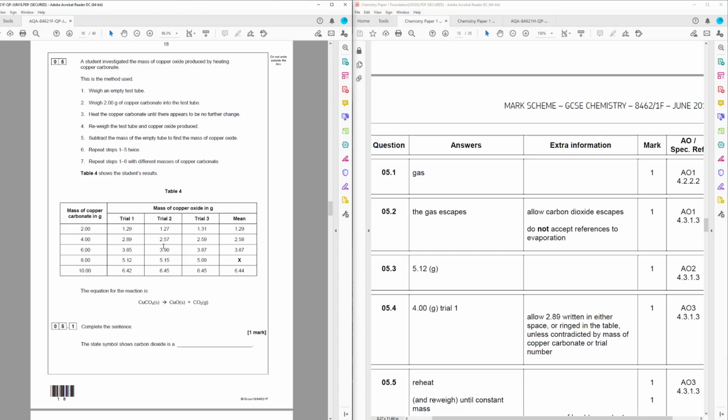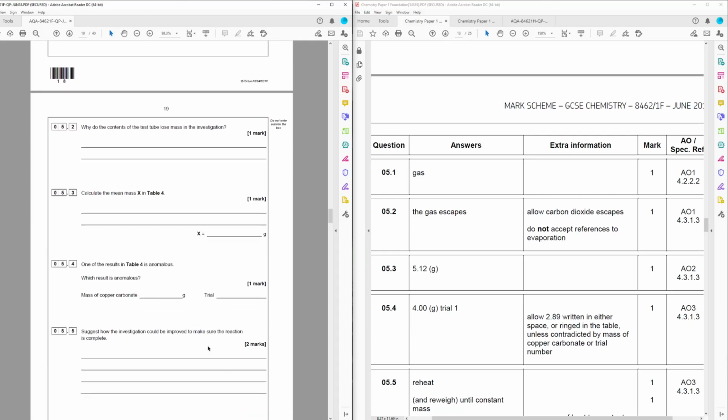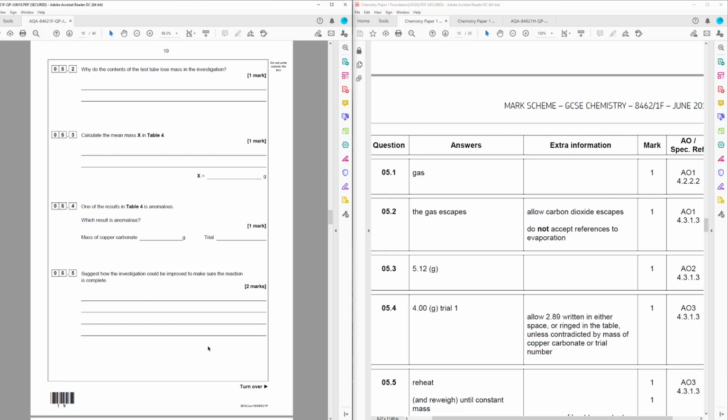So the state symbol shows that carbon dioxide, if you look at the state symbol here, CO2, and it's got a G for a gas, so you need to say gas there. And for 5.2, why do the contents of the test tube lose mass in the investigation? The gas escapes, carbon dioxide escapes.